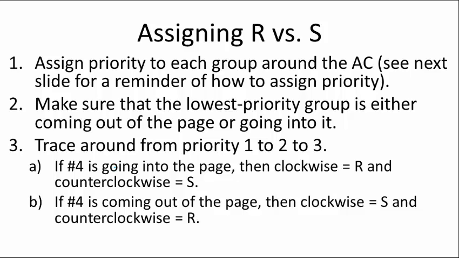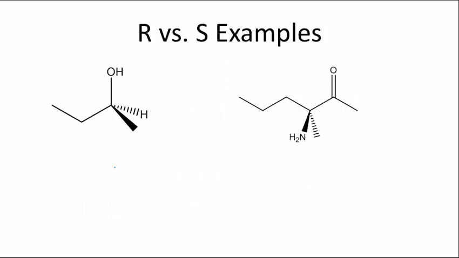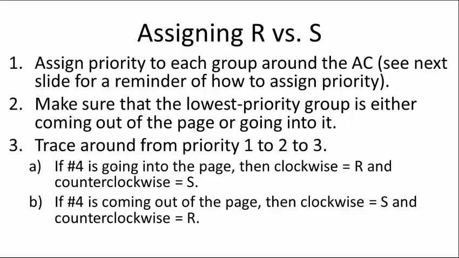The RS designation is different depending on whether group number 4 is on a wedge bond or a dash bond. So if number 4 is on a dash bond, meaning going into the page, in that case, clockwise equals R and counterclockwise is S. If number 4 is coming out of the page, then clockwise is S and counterclockwise is R. All right. So let's apply it. Oh, I forgot to put in the slide with a reminder of how to assign priority. I will go back and add that in.